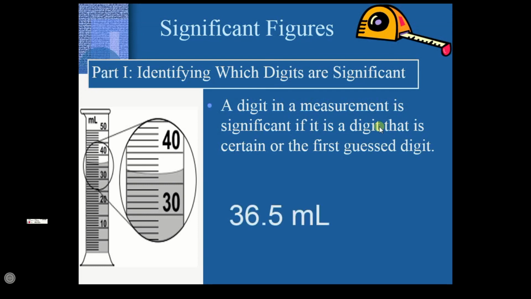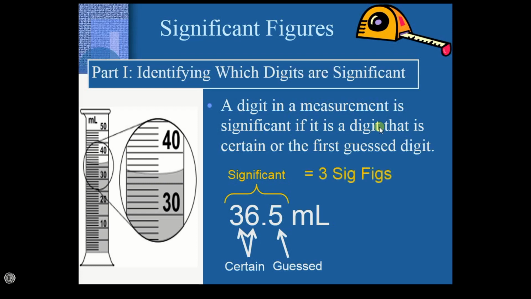We would look at that and say, okay, 36.5 milliliters. The 3 and the 6 we're sure of. The 5 we're guessing at. The 5 is a guess digit, but all of those digits are significant because I either know what they are for sure or have a really good idea of what they are. So this particular measurement has 3 digits. All are significant, so it has what we call 3 sig figs.